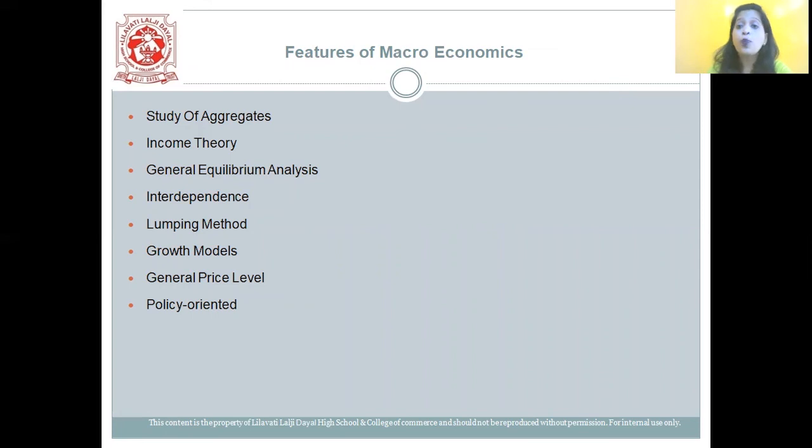Last one is that it is policy oriented. Macroeconomic study, students, is made up from policies that are to be implemented. Basically macroeconomics is based on forming the policies which are to be implemented. Let's have a quick recap on the features of macroeconomics. First we have the study of aggregates, then the income theory, general equilibrium analysis, interdependence, lumping method, growth models, general price level, and in the end policy oriented.